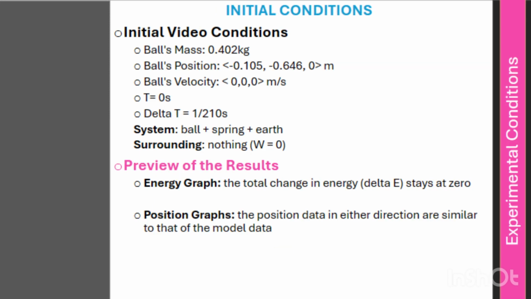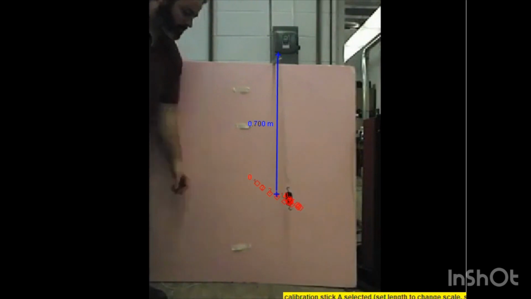The initial conditions of the experiment are as follows. Mind you, some of these are given in the spring analysis video. Most importantly though, the ball's position is negative 0.105 and negative 0.646 meters in the x and y directions. The ball's velocity and the time start at 0. The system is the ball, spring, and earth, which means that there is nothing in the surroundings. To preview the results of the experiment, the total energy change in the system is 0, and the position graphs are similar to those of the model. Next is the video.